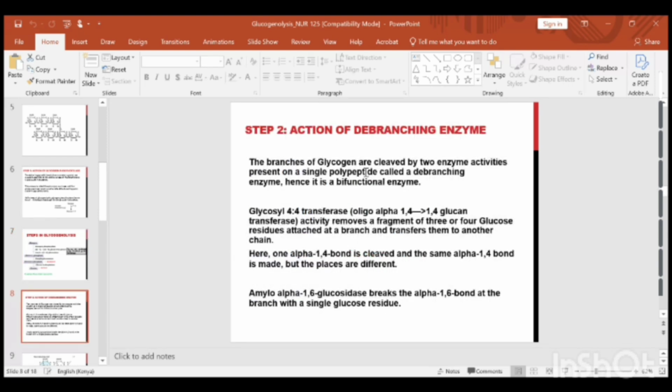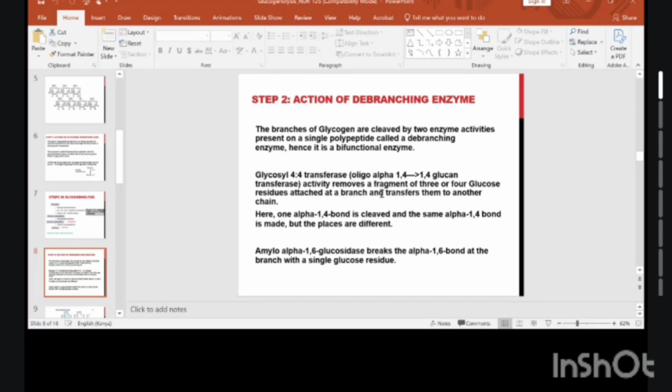And the second step involves an enzyme called the debranching enzyme. Now, this debranching enzyme is bifunctional, meaning it has 2 roles. The first role, it performs as a glycosyl transferase, or what we also refer to as an oligo-alpha-1,4 to 1,4 glucan transferase. So what is happening is that these 1,4 oligo bonds are moving from the residues of one branch to the residues of another branch.